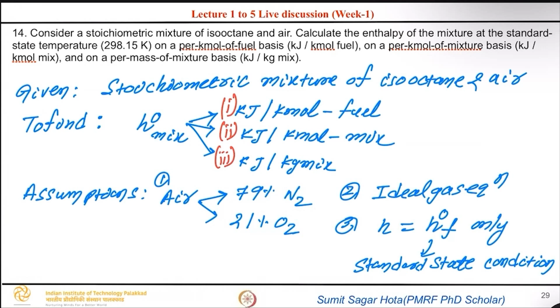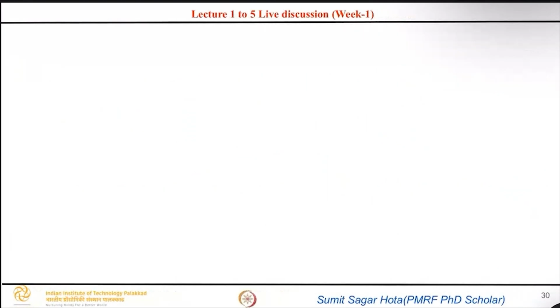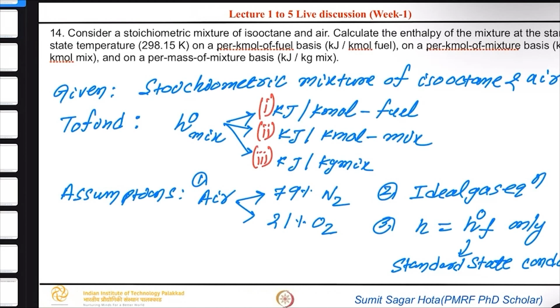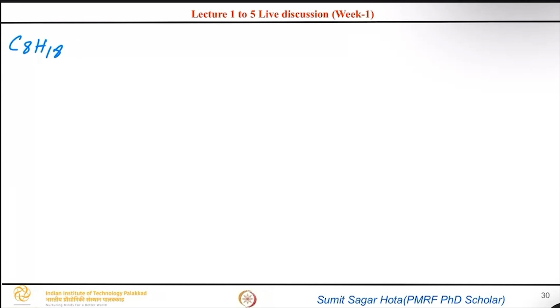Now, let's go for the solution. Now, C8H18. Where did the C8H18 come into existence? Because this is the fuel given. Okay. Iso-octane and air. Okay. What is iso-octane? C8H18. Okay.